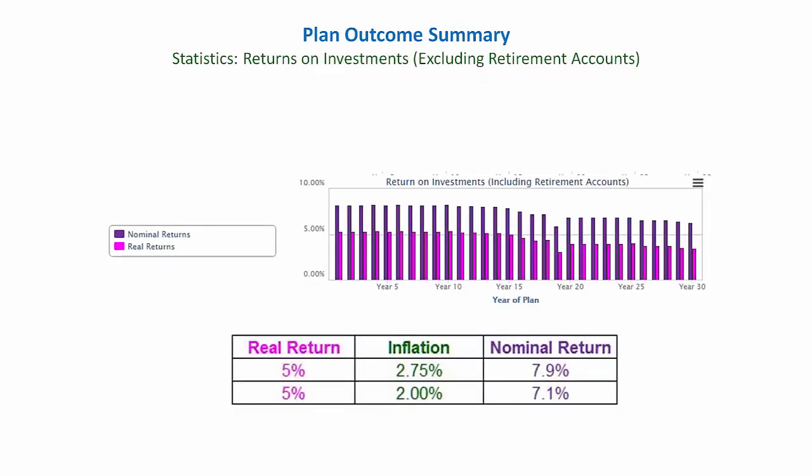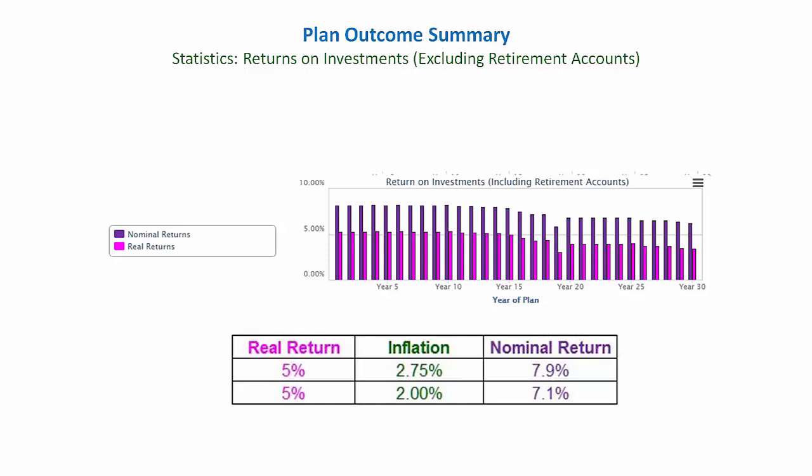Financial Mappers will consider all the income and capital growth from your investments, including retirement income, and calculate 2 returns for each year of the plan. The return before inflation is called the nominal return. The real return discounts the value for the effect of inflation.